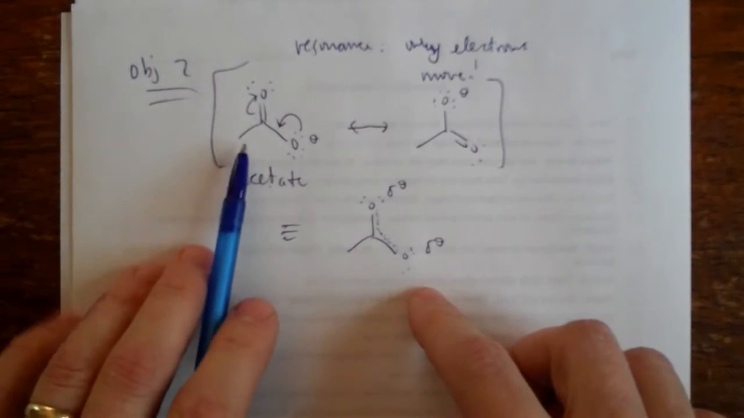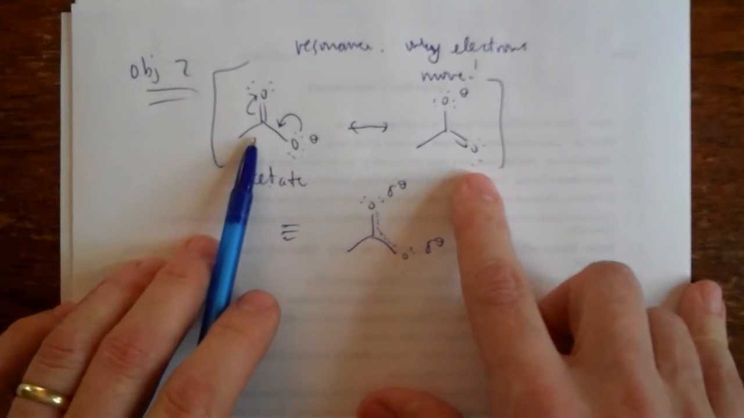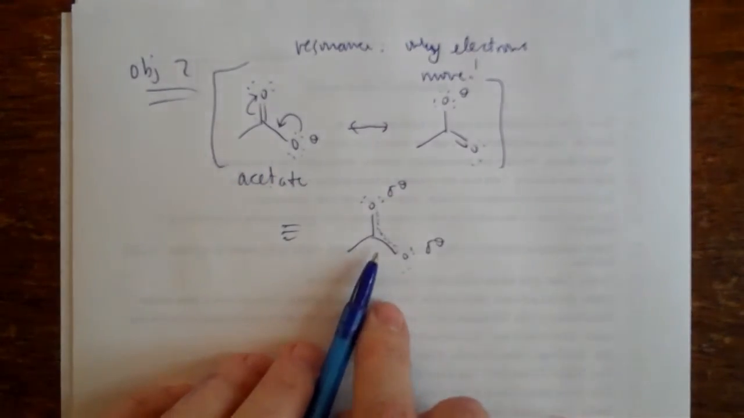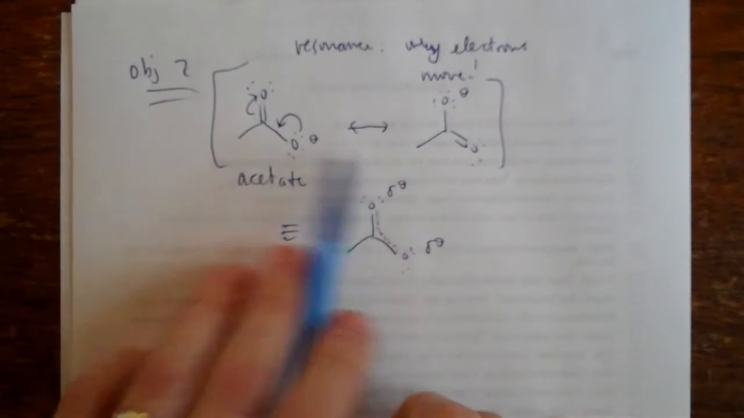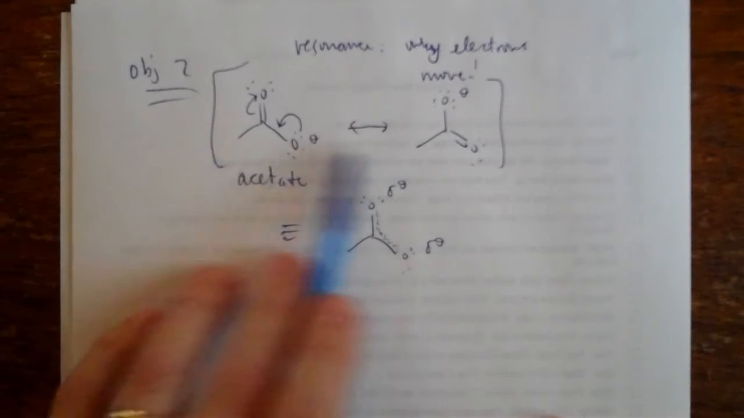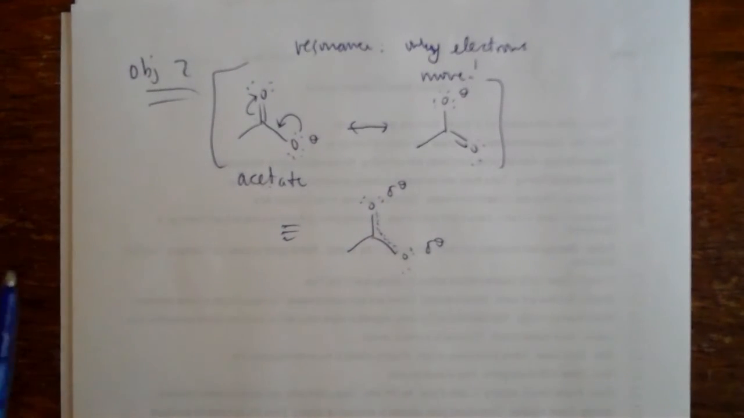So let me emphasize that when we draw resonance structures out so that we can appreciate where the electrons are, it's a little difficult to see where everything is here and how many electrons are there. We've got to count the electrons. But these two right here are essentially that thing right there. Okay, that's objective number 2.